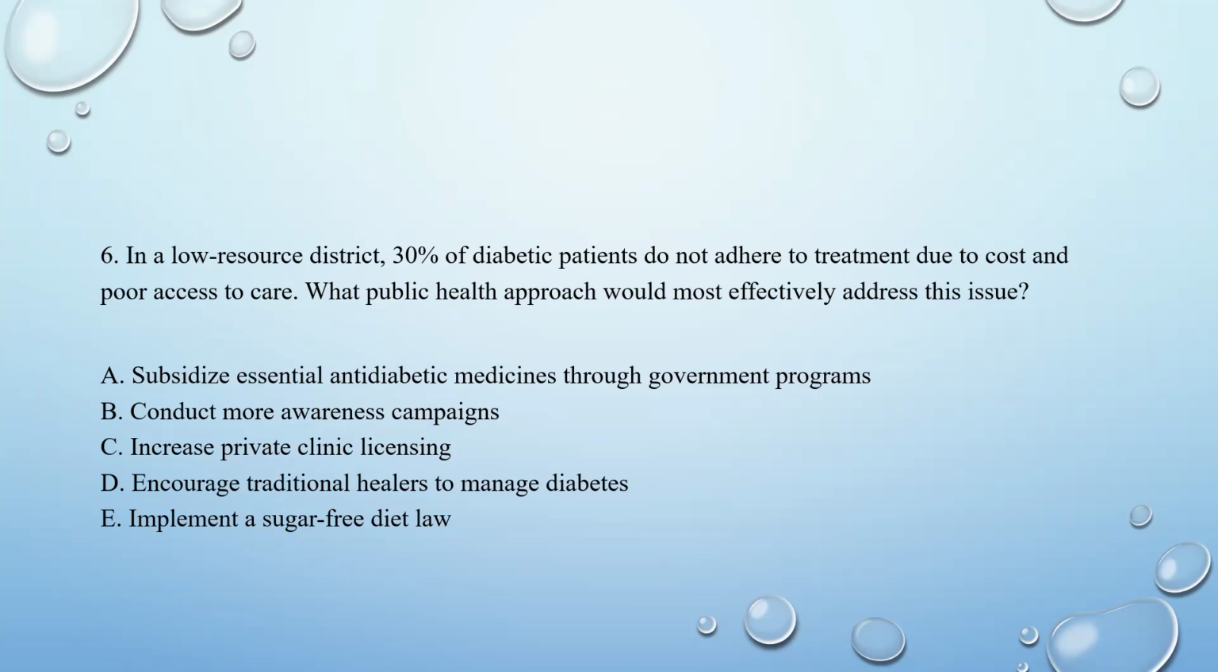A. Subsidize essential diabetic medication through government programs. B. Conduct more awareness campaigns. C. Increase private clinic licensing. D. Encourage traditional healers to manage diabetes. E. Implement a sugar-free diet.